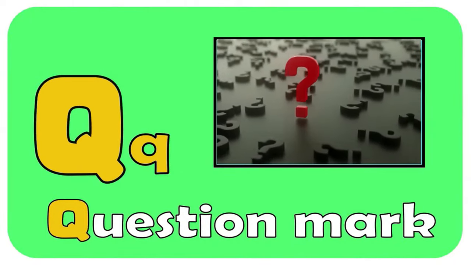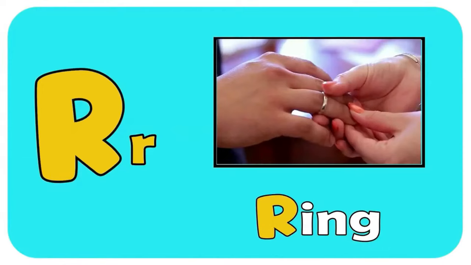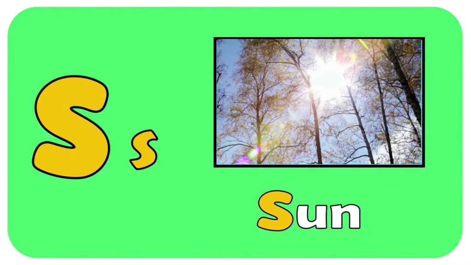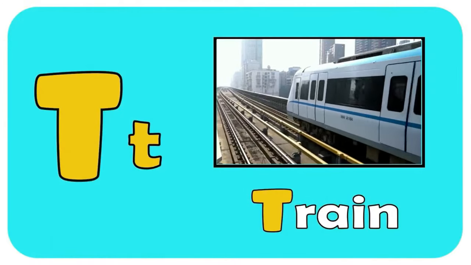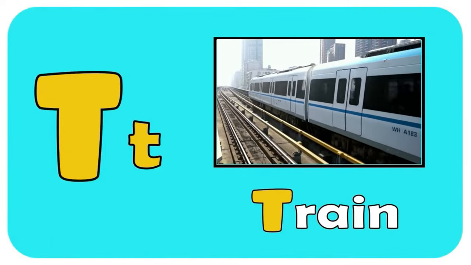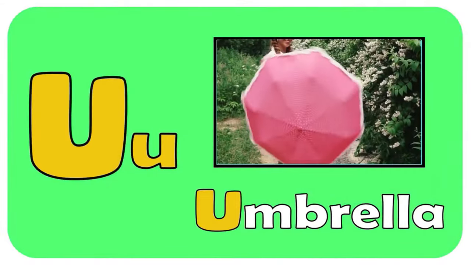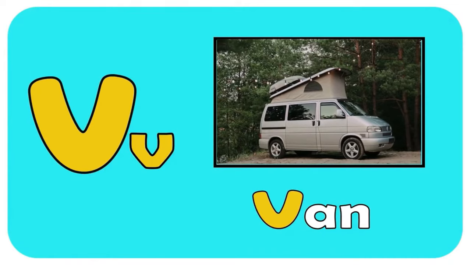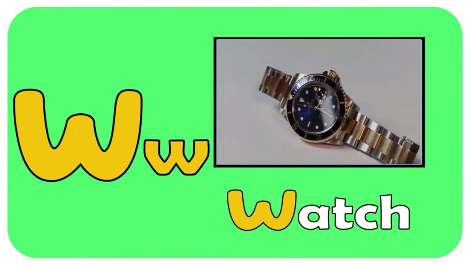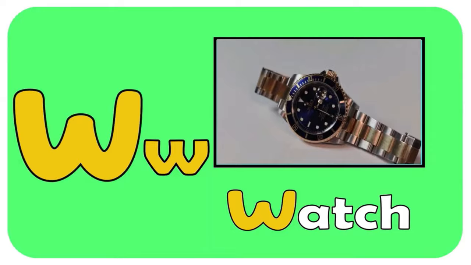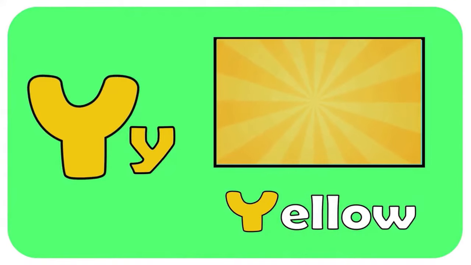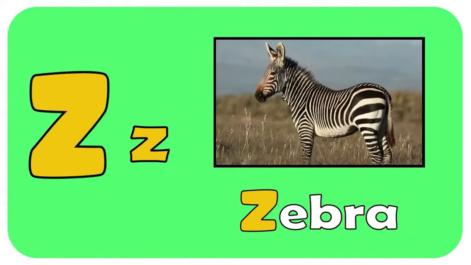Q for question mark, question mark. R for ring, ring. S for sun, sun. T for train, train. U for umbrella, umbrella. V for van, van. W for watch, watch. X for box, box. Y for yellow, yellow. Z for zebra, zebra.